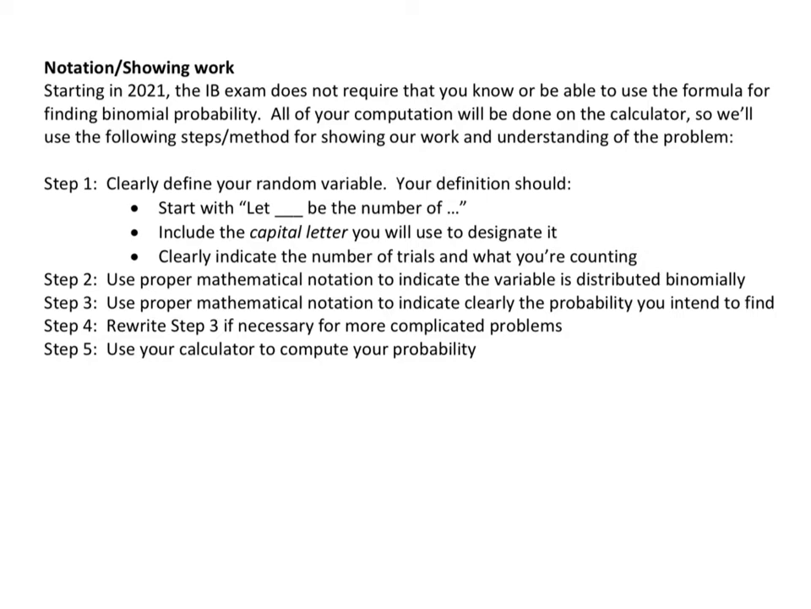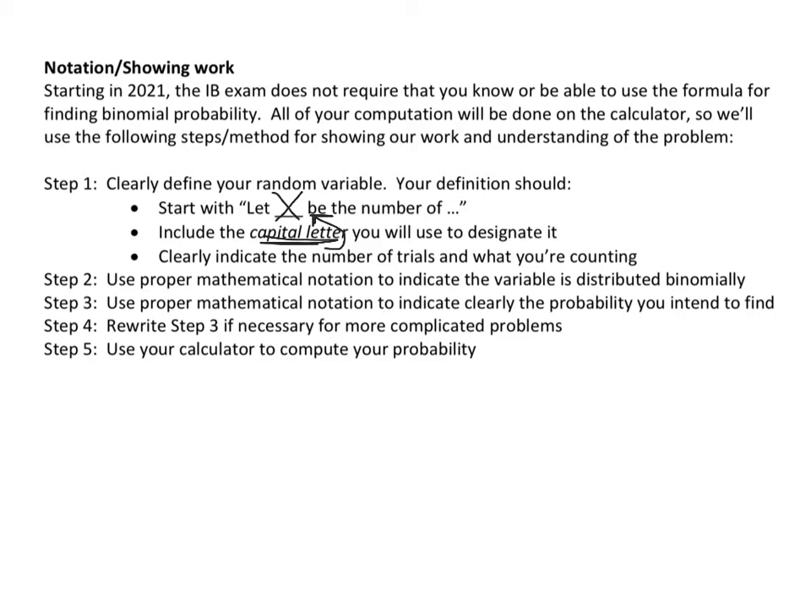Step 1: you need to clearly define your random variable. Your definition should start with something like "let," and then the random variable you're using. Let X be the number of 6s that you roll, or let X be the number of days where the temperature was hot, or let X be the number of tails. You want to include the capital letter you're using to designate the random variable, and clearly indicate the number of trials and what you're counting. So you're lining out all the stuff, and we're going to get plenty of chance to practice that in this video.